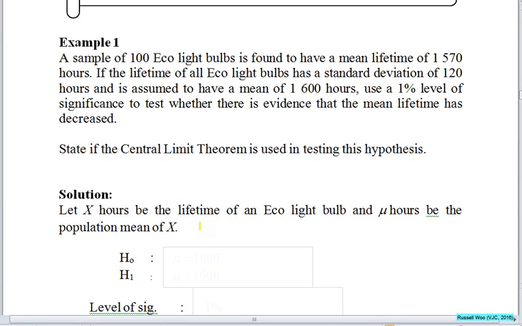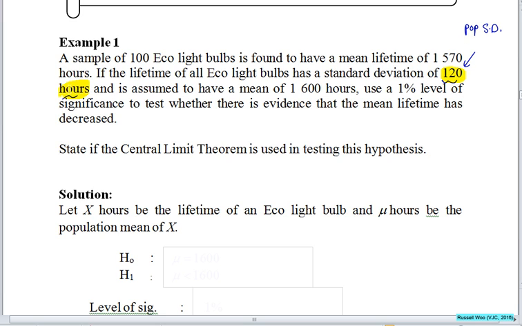Example 1. A sample of 100 eco light bulbs is found to have a mean of 1570. This is the initial population mean. If the lifetime of all eco bulbs has a standard deviation of 120, this is given to be the population standard deviation. We must be very clear. We break the problem down.